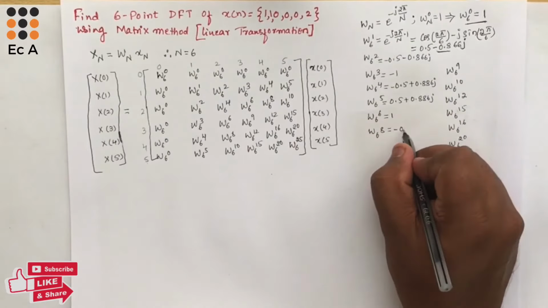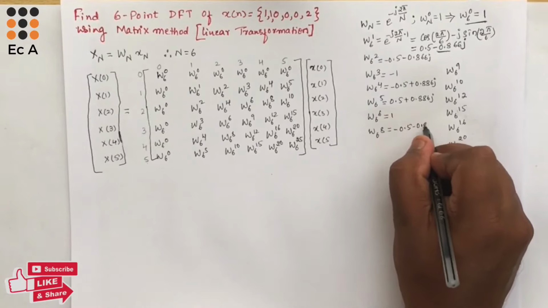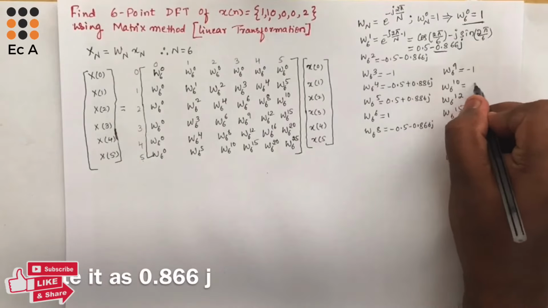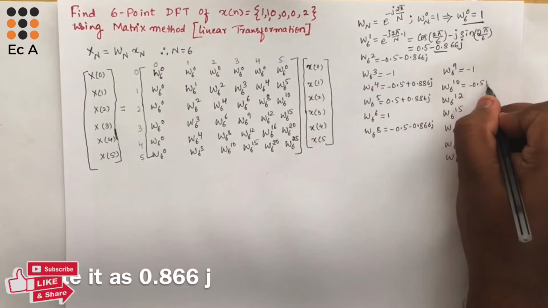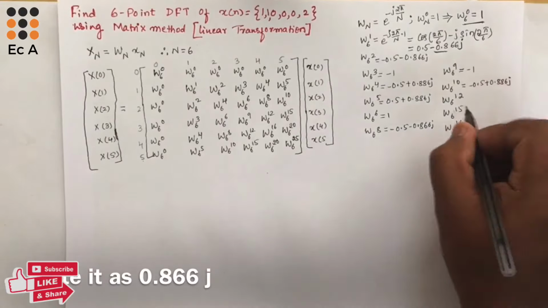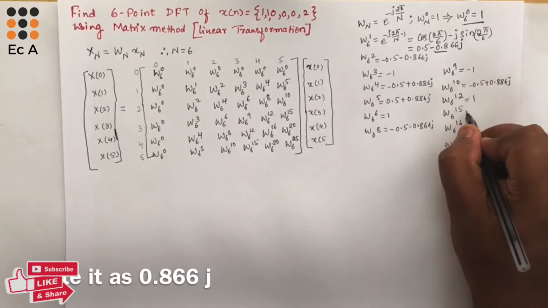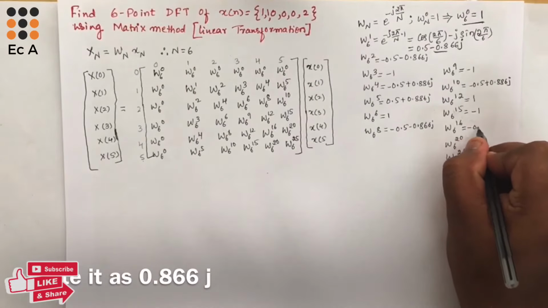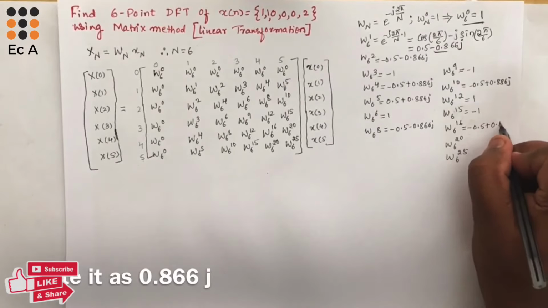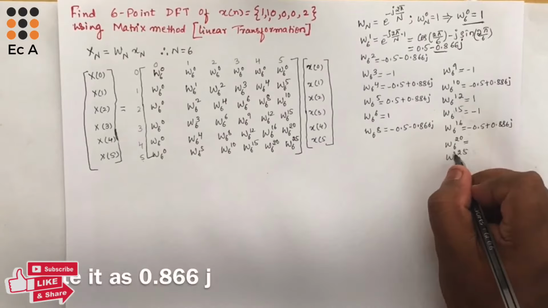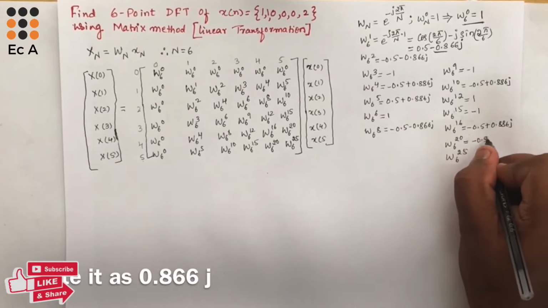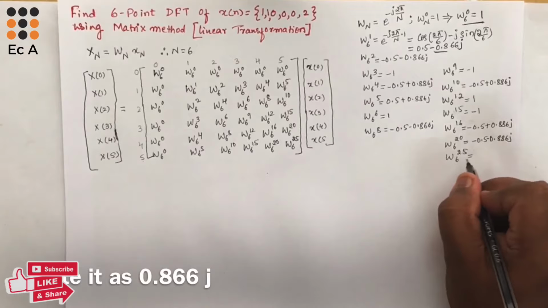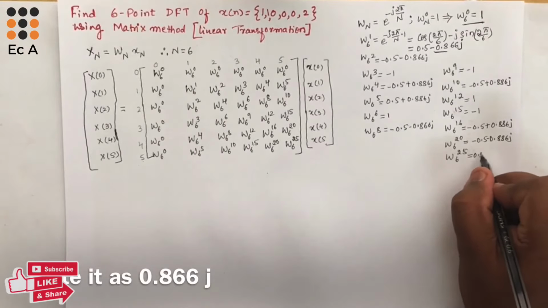For W6 to the power of 8, it will be minus 0.5 minus 0.866j. For W6 to the power of 9, it is minus 1. W6 to the power of 10 is minus 0.5 plus 0.866j. W6 to the power of 12 is 1. W6 to the power of 15 is minus 1. W6 to the power of 16 is minus 0.5 plus 0.866j. For W6 to the power of 20, it will be minus 0.5 minus 0.866j. And W6 to the power of 25 is 0.5 minus 0.866j.